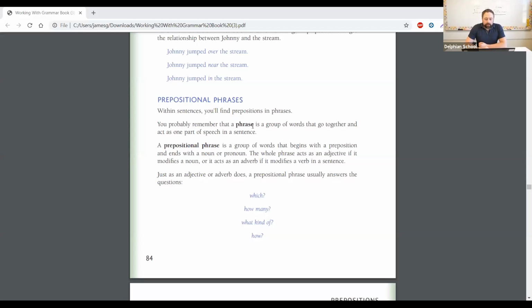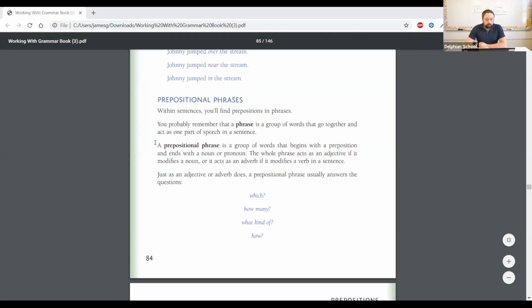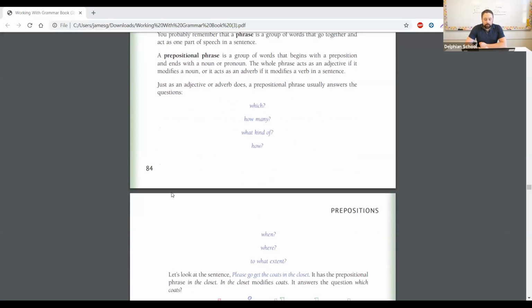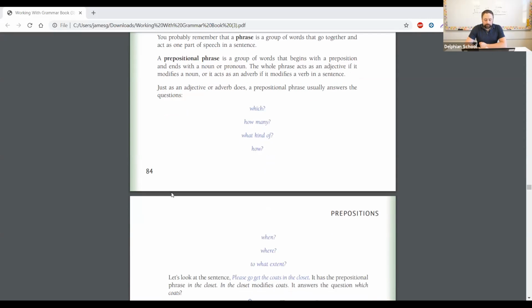Let's go back to our textbook there again. So you probably remember that a phrase is a group of words that go together and act as one part of speech in a sentence. A prepositional phrase is a group of words that begins with a preposition and ends with a noun or pronoun. The whole phrase acts as an adjective if it modifies a noun, or it acts as an adverb if it modifies a verb in a sentence. Just as an adjective or adverb does, a prepositional phrase usually answers the questions which, how many, what kind of, how, when, where, to what extent.